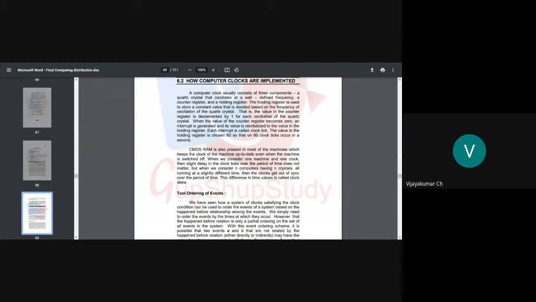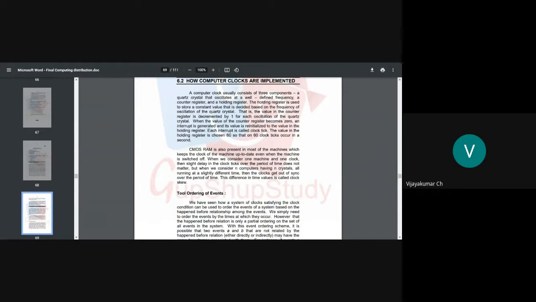Consider one machine and one clock. Then a slight delay in the clock ticks over a period of time doesn't matter. But when we consider n computers having n crystals, all running at slightly different rates, the clocks get out of synchronization over a period of time. The difference in time values is called clock skew.